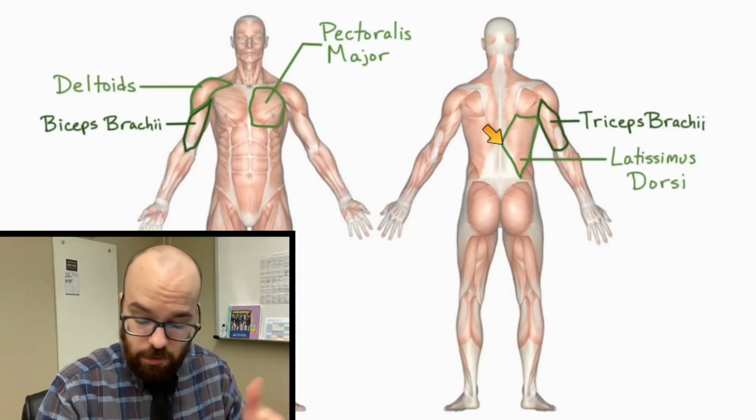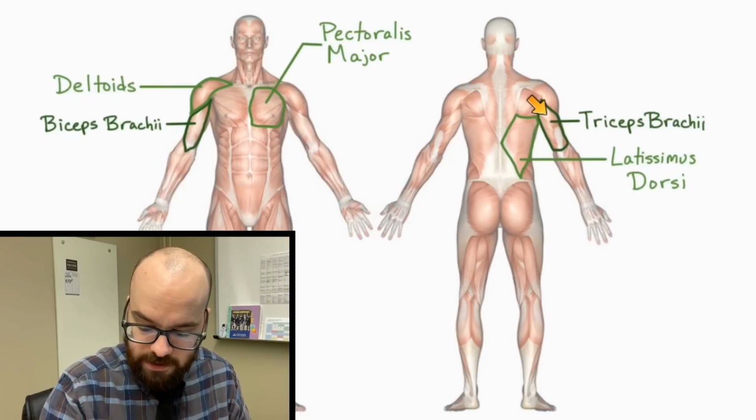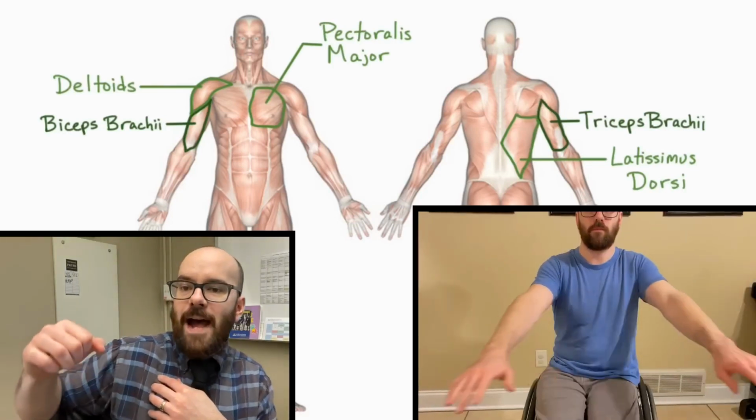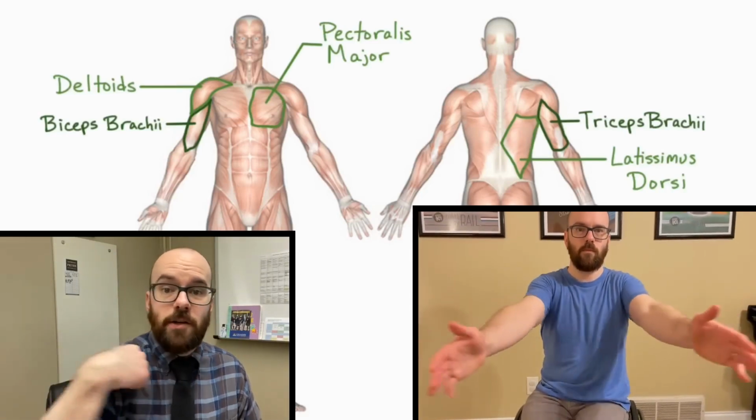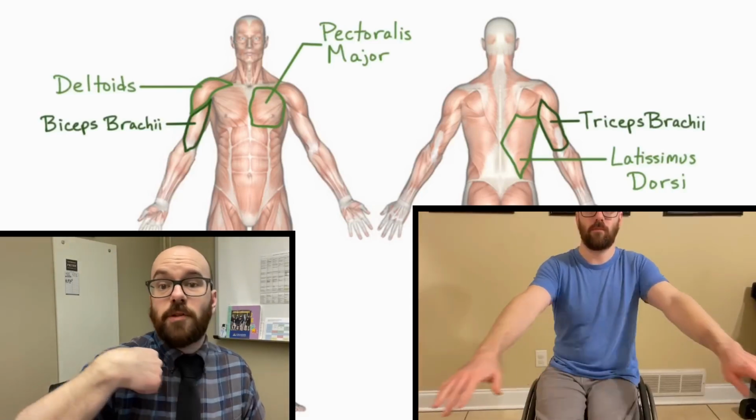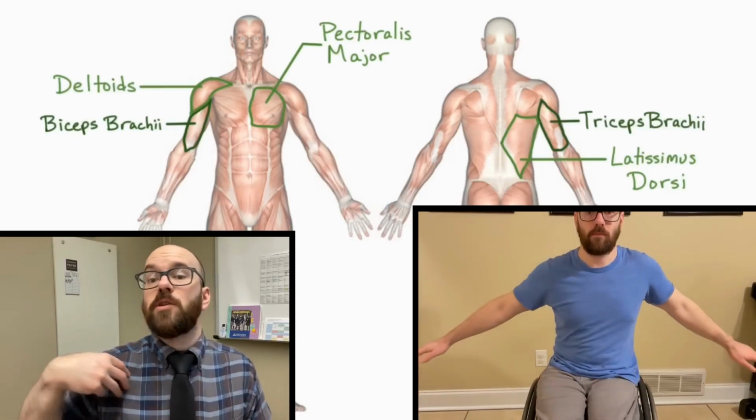Its origin is actually your lumbar spine down here, as well as your ribs, and it's going to connect to the humerus up here in the arm. What it does is pull that humerus back, so it acts as an antagonist to the pectoralis major. Pectoralis major rotates your shoulder forward. Latissimus dorsi rotates your shoulder backwards and sort of down. Or you could say it rotates it posteriorly.